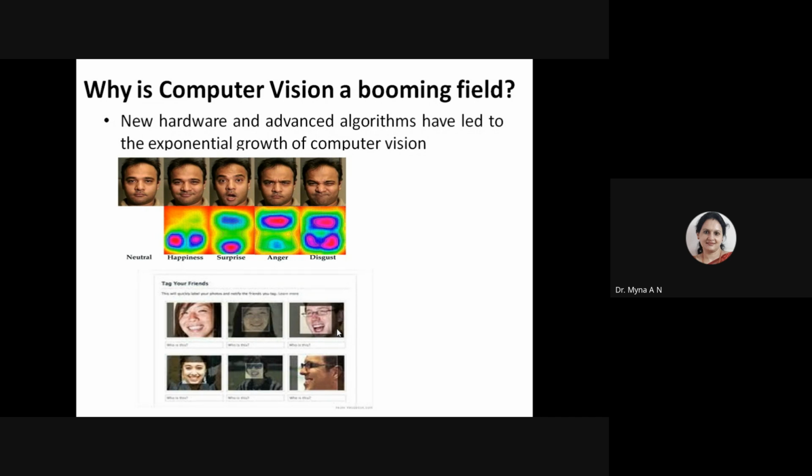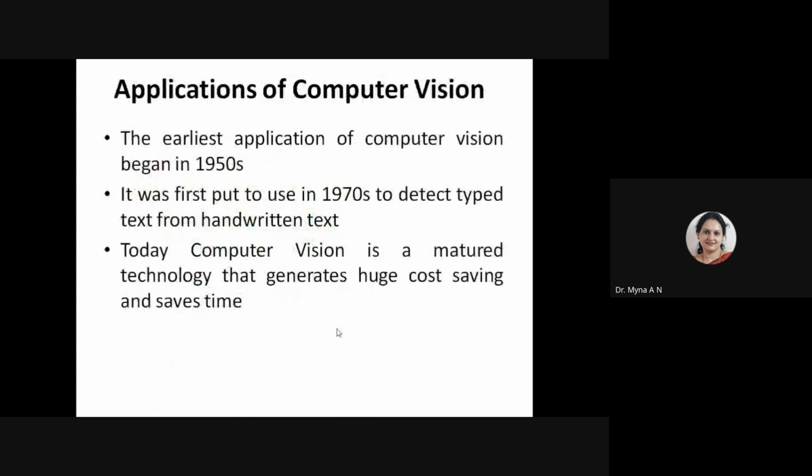The second one that you see is tagging. The best example is Facebook. As soon as we upload a photo on Facebook, it will identify our faces and it will also ask us whether we want to tag particular faces based on its recommendations. So this is another classic example.